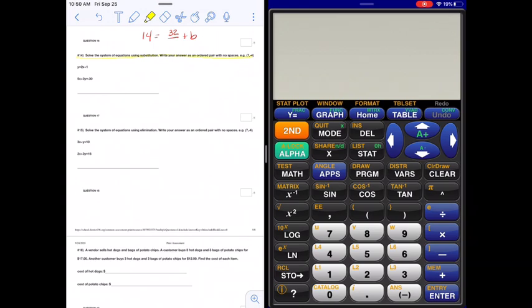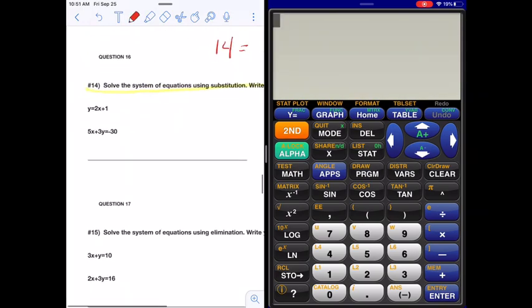Moving on to number 14. Solve the system of equations using substitution. Write your answer as an ordered pair with no spaces like left parenthesis 7, comma, -4, right parenthesis. Make sure you do it exactly like that with the parentheses. If you leave them off, the program will count it wrong.